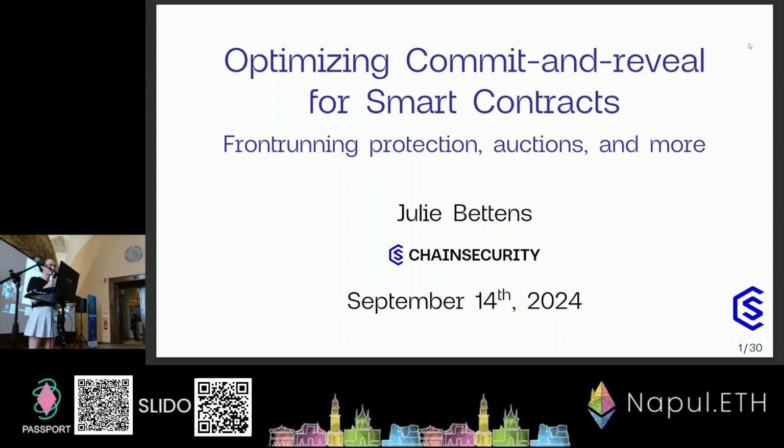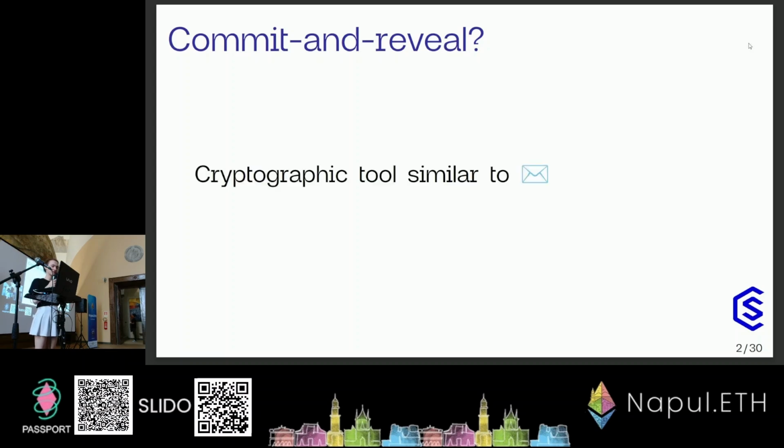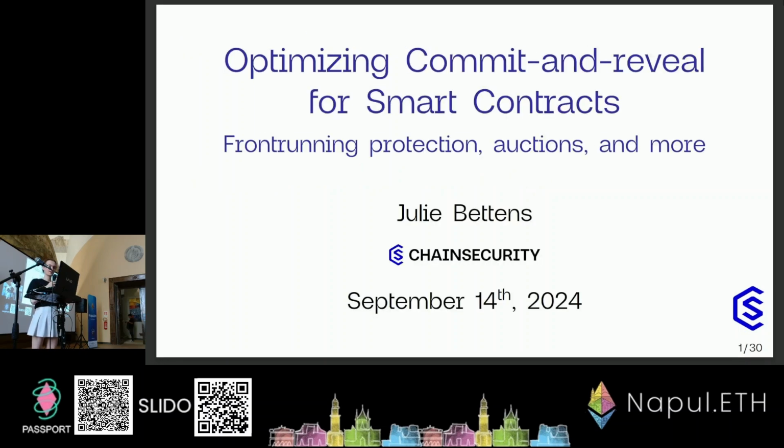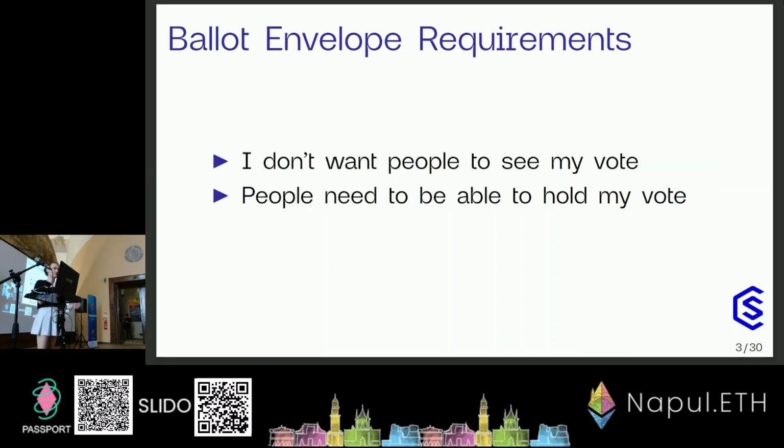So I'd like to start by asking, what is commit and reveal? Commit and reveal is essentially the digital equivalent of an envelope. If you see, this is a voting envelope. Next week, I will put my ballot in the envelope and seal the envelope and give it to the ballot point. And why am I doing this? Well, I want both to hide my vote, and I also want other people to be able to take my vote and move it around and also be able to open it at the end of the election.